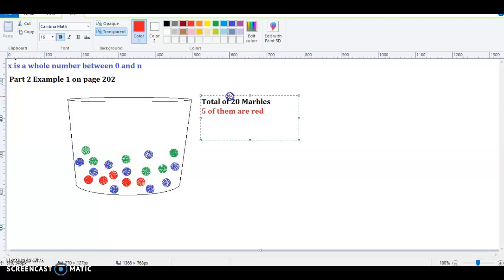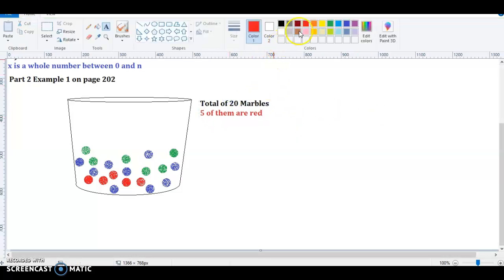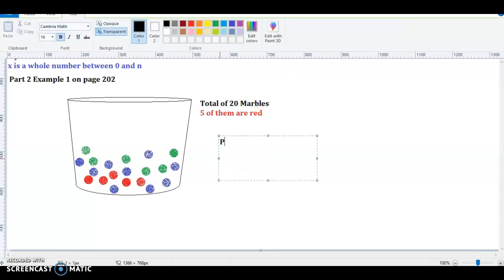When you select the marble on the first trial, the probability of a red marble, and I'm going to abbreviate it, P of R means probability of red, is 5 out of 20, because there are 5 red marbles out of a total of 20. So 5 out of 20 you can simplify as 1/4.